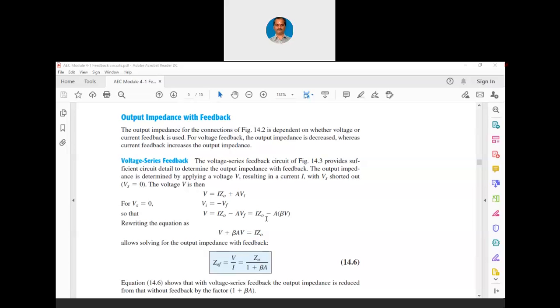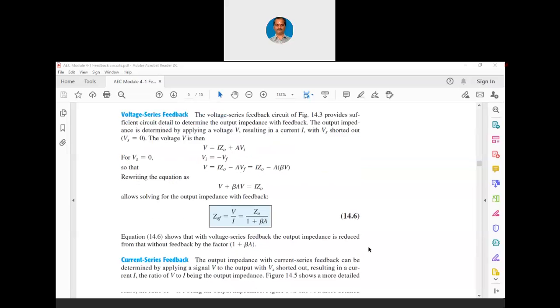So you can see now that ZOF is Z0 divided by 1 plus beta into A. Whenever A beta is much larger than unity, you can see that the output impedance is a lesser value when compared to the open loop output impedance. That way, with the voltage series feedback, input impedance gets increased, and output impedance gets reduced by the factor of 1 plus A beta. Let me proceed.